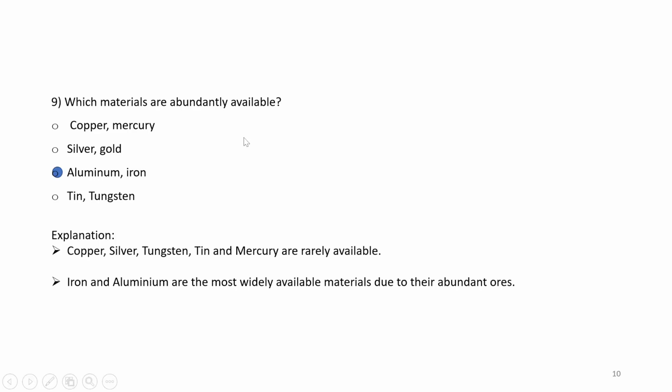Which materials are abundantly available? Options are copper, mercury, silver, gold, aluminum, iron and tin, tungsten. As I told earlier, in the earth crust aluminum and iron are abundant compared to other materials which are rare. So copper, silver, tungsten, tin, mercury are rarely available, and iron and aluminum are the most widely available materials due to their abundant ores.